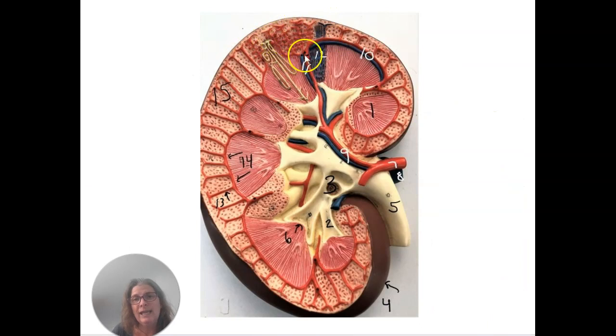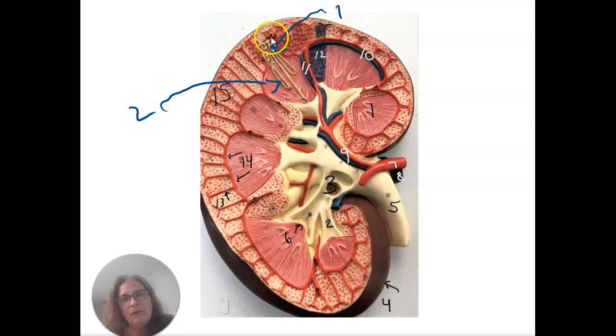And if we look at the kidney model in lab, notice that you can see that there's a nephron up here, and then there's a nephron over here. So I'll do a 1 and a 2. So this is a cortical nephron, and this is the juxtamedullary. See how deep that loop of Henle goes? So you can see that in that image as well.